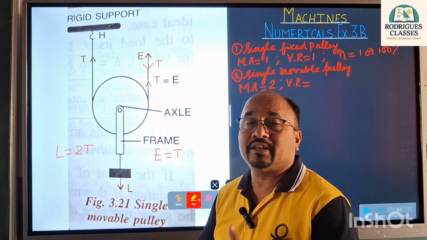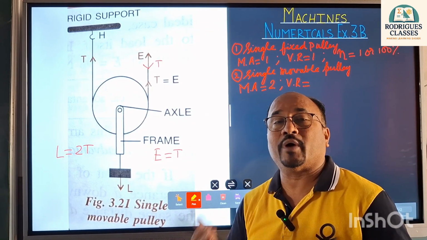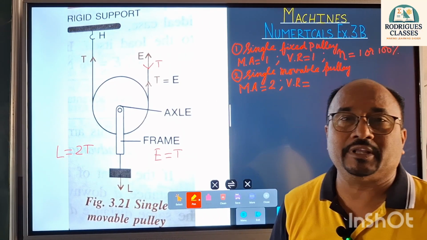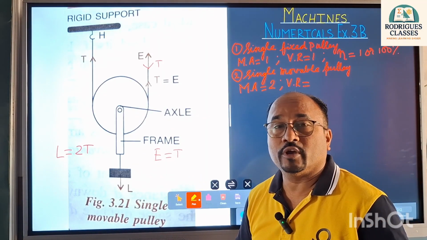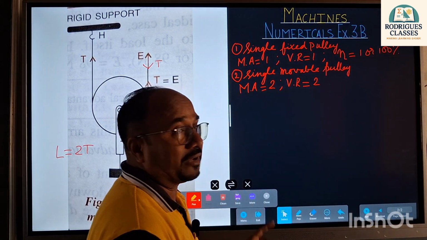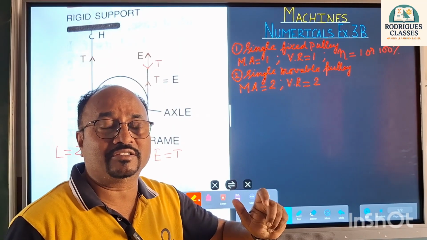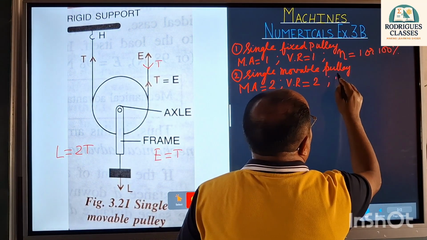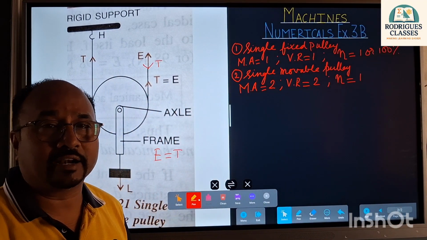So whatever we take as the displacement of the load, the displacement of the effort will come twice of that. So going by the formula, displacement of effort by displacement of load, you will get the velocity ratio for a single movable pulley as 2. So I write it here as 2. Mechanical advantage is 2, velocity ratio 2. So as a result, efficiency will be 2 by 2. That will give you 1.